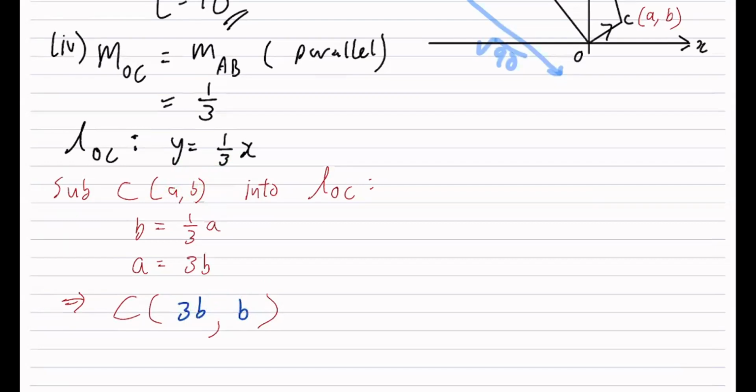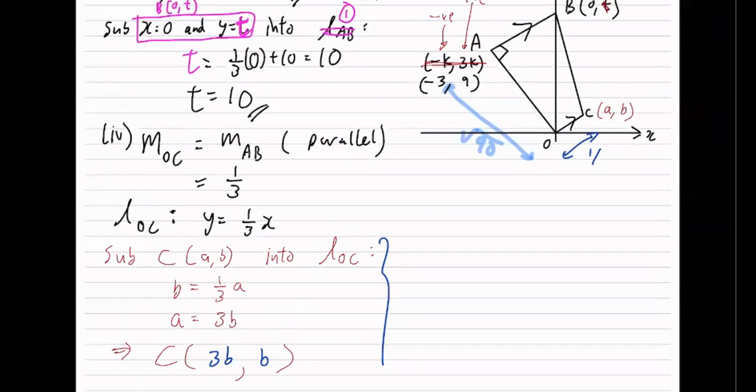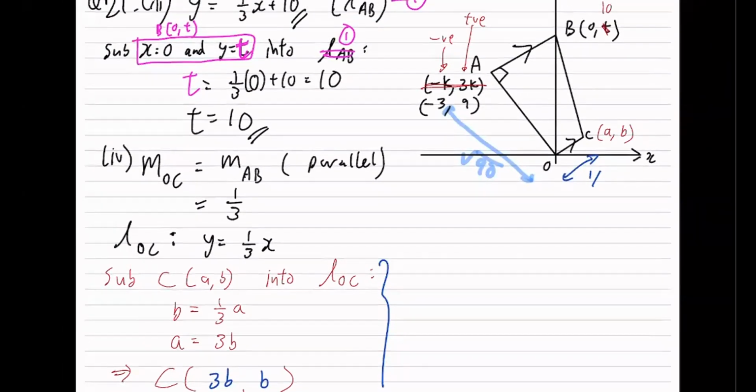Then use the distance formula. Yes, correct. Wait, how come you concluded it's half of square root 90? Let me read the question again. Half of AB, what's the length of AB actually? I see, I read it wrongly. Yes, it's half of AB.